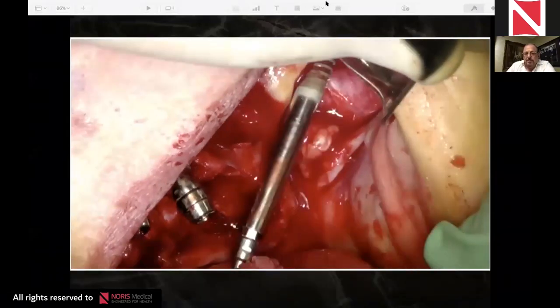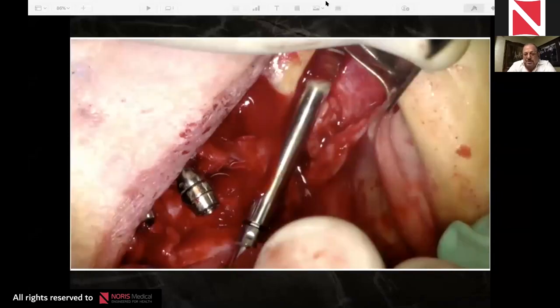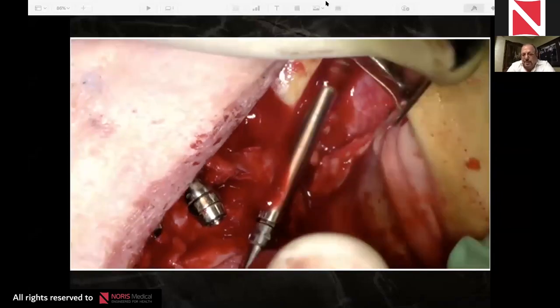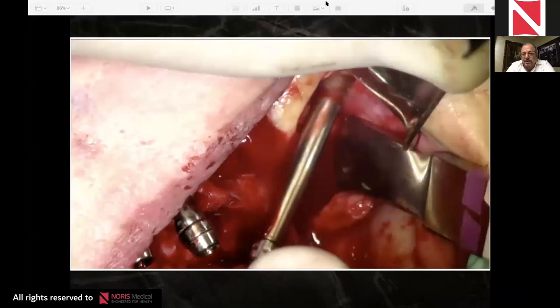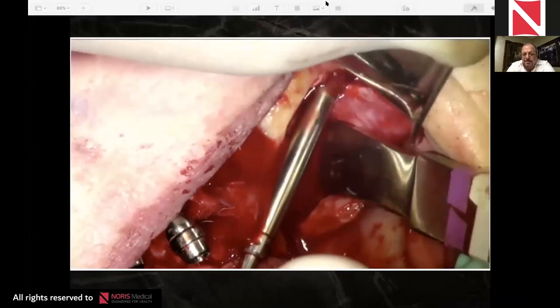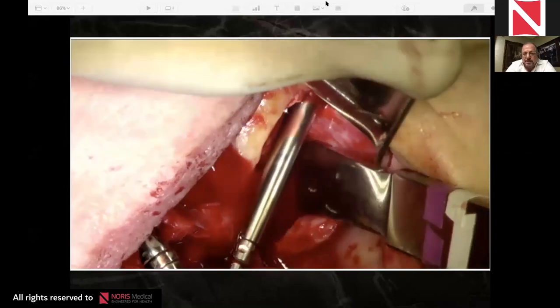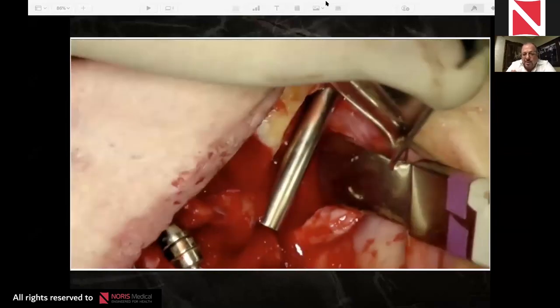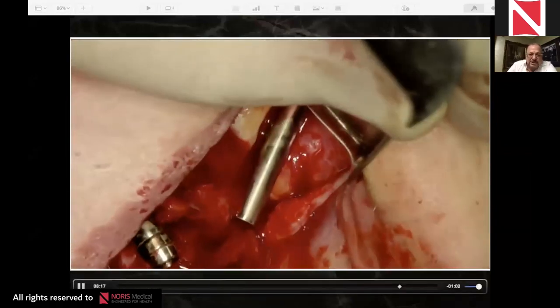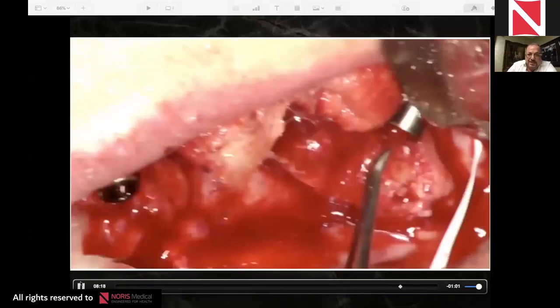So here's our implant now. Okay, so we're on the handpiece. Here's the handpiece. It's 50 newton centimeters, it's set. So when it stops, we're at 50 newton centimeters. Now we're not all the way in yet. Okay, it's going to bury itself. That's it, it's not going anymore. That's 50 newton centimeters, and you can see where the implant's sitting.